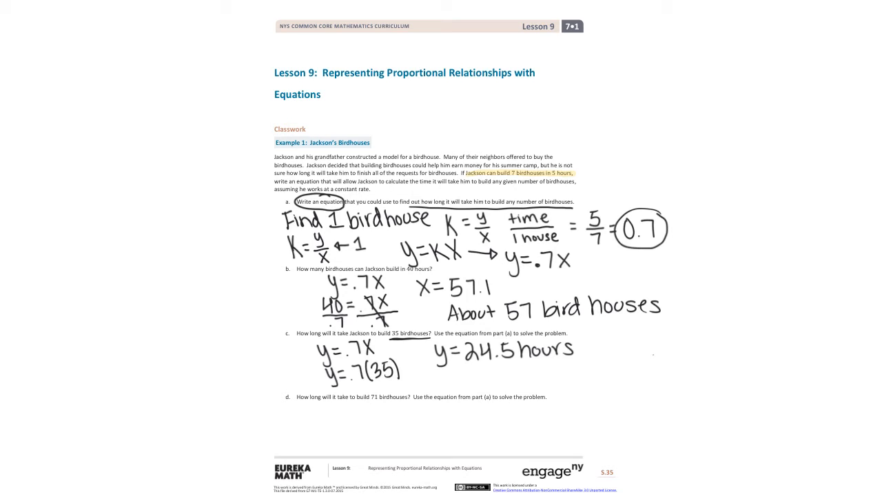All right, D. How long will it take to build 71 birdhouses? Again, we're going to use the same equation from A, y equals 0.7x. And because we're still trying to find the number of birdhouses like we did in C, we will substitute 71 in for x. So we have y equals 0.7 times 71. Go ahead and solve that in your calculator. You should have gotten 49.7 hours. Let's move on to the next example.